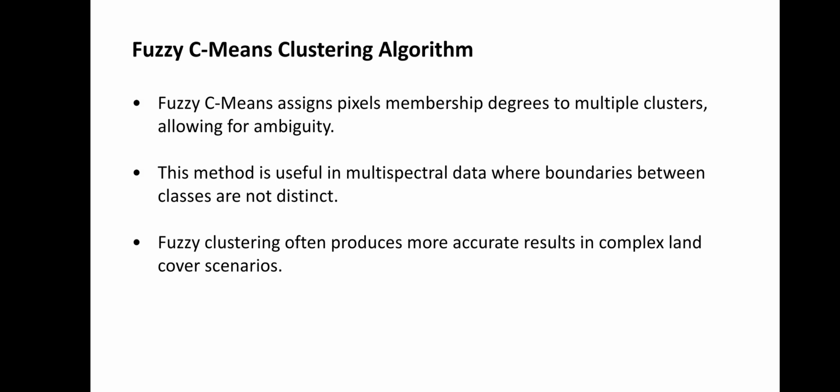And then we have the fuzzy c-means clustering algorithm. Fuzzy c-means assigns pixels membership degrees to multiple clusters, allowing for ambiguity. This method is useful in multispectral data where boundaries between classes are not distinct. Fuzzy clustering often produces more accurate results in complex land cover scenarios.